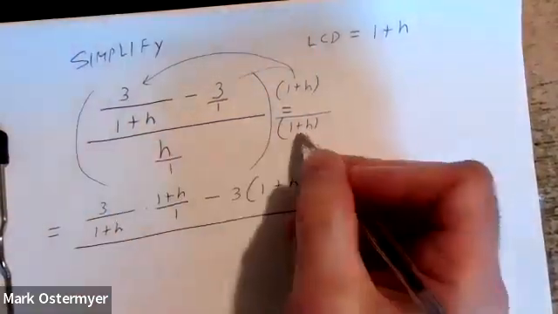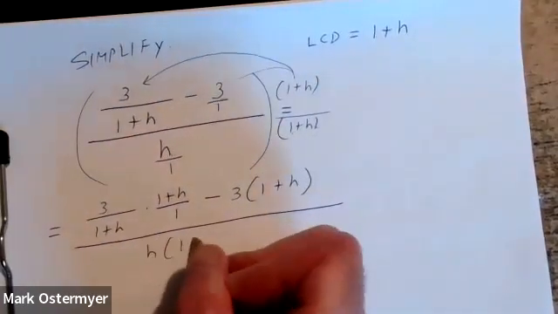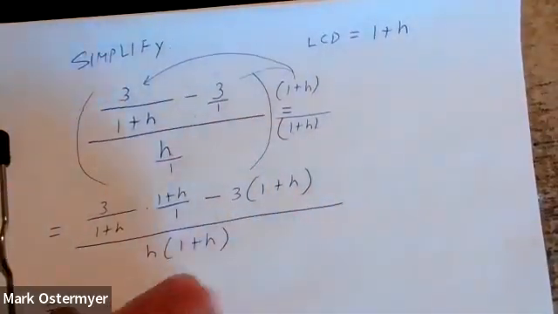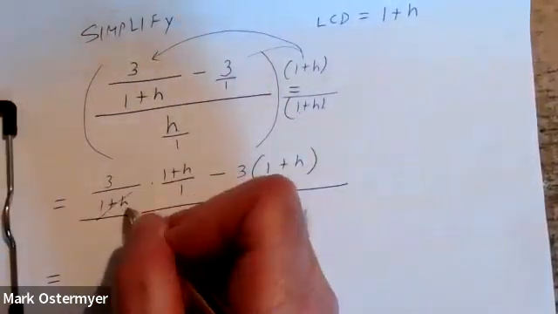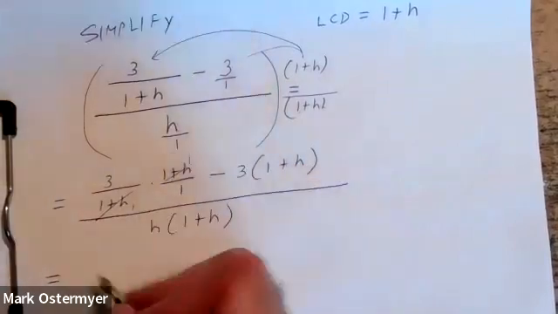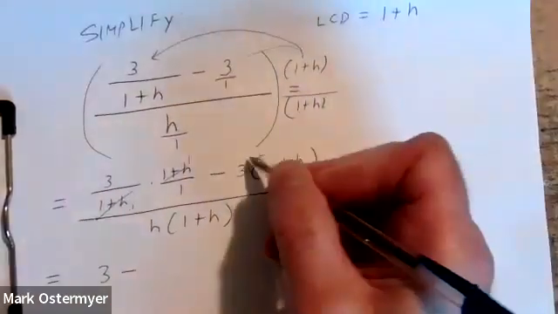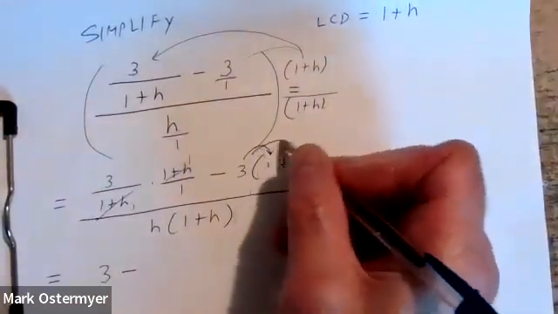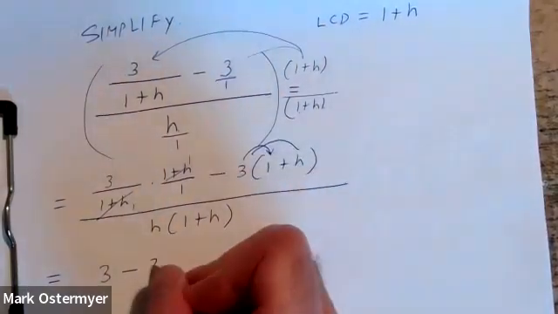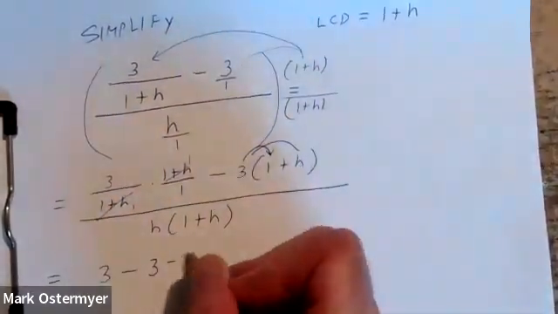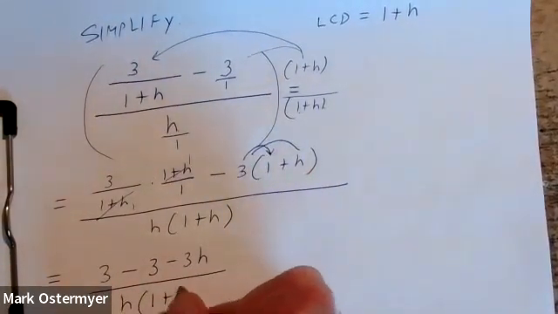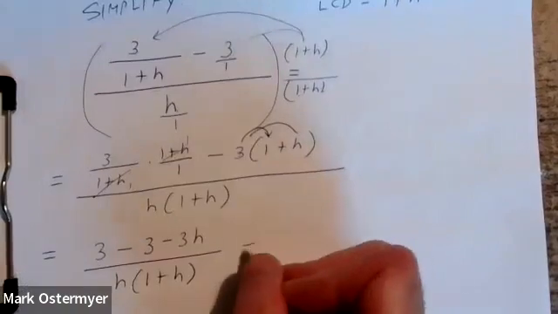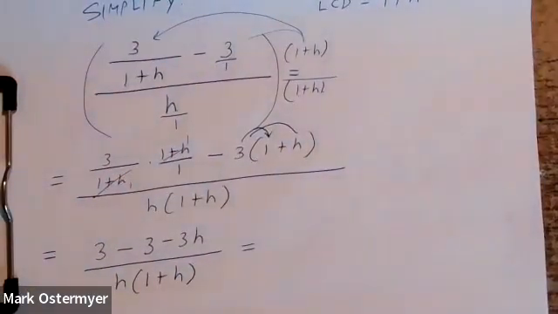Downstairs, we're going to have h times 1 plus h. All right, now when we multiply these fractions together, the 1 plus h's cross reduce out to ones, leaving you with 3. Here we're going to distribute the minus 3 inside the parentheses. So minus 3 times 1 is minus 3, and minus 3 times h is minus 3h. I'm going to hold off on distributing the h into the denominator because we are going to discover something.